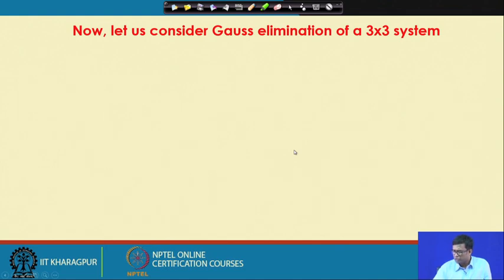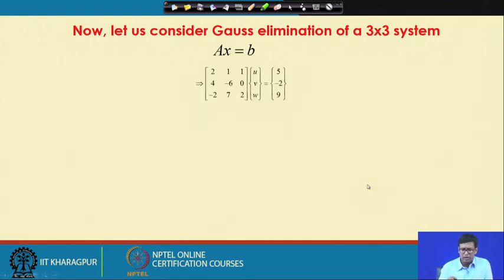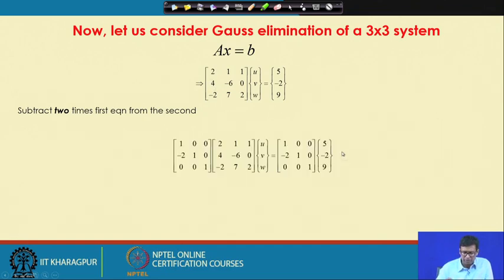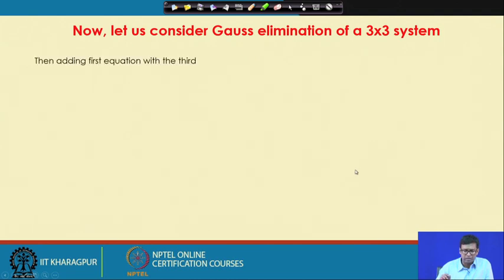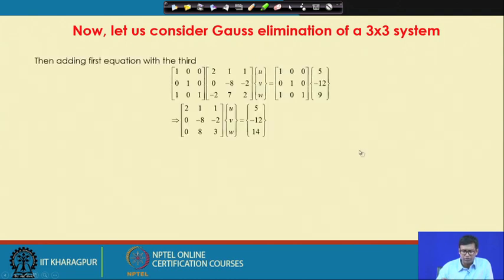Now, let us consider Gauss elimination of a 3 by 3 system A x is equal to b, and we get this particular matrix equation. We subtract twice the first equation from the second equation, which is multiplying by this particular matrix, and we get a new matrix equation like this. Note that the b vector is also changing during these steps.